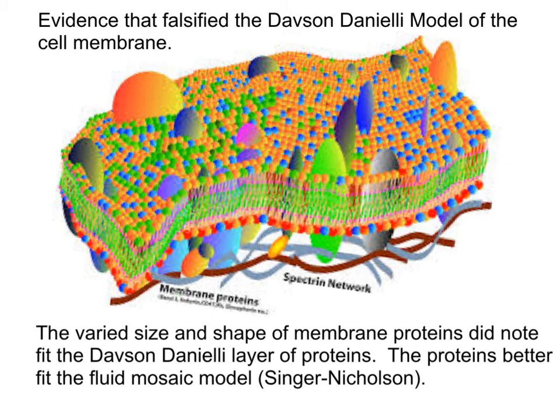And the last piece of evidence that falsified the Davson-Danielli model was the varied size and shape of the proteins that were seen in advanced electron microscopy freeze-fracture techniques. And this is not what the Davson-Danielli model would have predicted. The varied size and shape of the proteins was evidence of the fluid mosaic model.